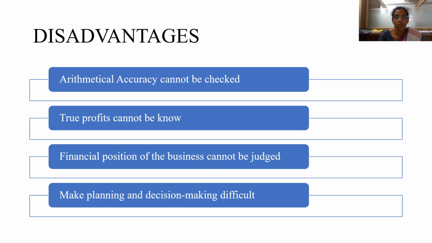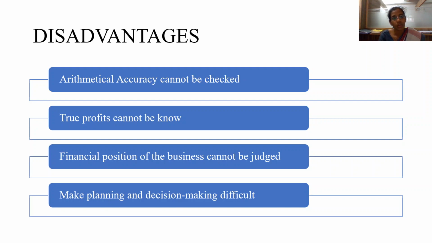True profits cannot be known. As we do not have the complete accounts, we cannot determine the profits. So true profits cannot be determined, and the financial position of the business cannot be judged, as the financial position of the business can be determined after preparing the balance sheet. With this single entry system, we will not be able to prepare the balance sheet at the end of the year, because the transactions would not be complete.